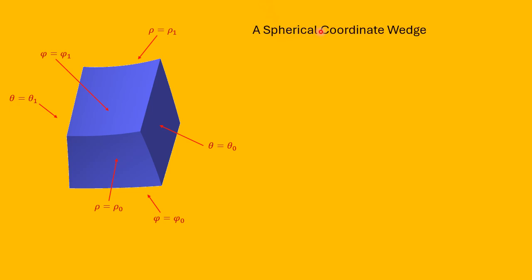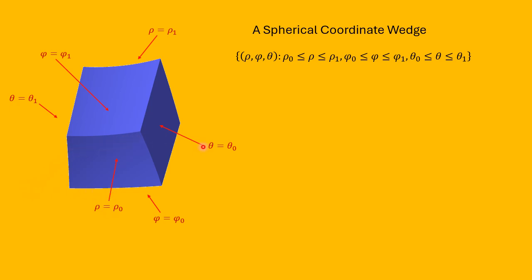Let's talk about a spherical coordinate wedge. This is a diagram of one over here. This is the type of volume subelement that we will use in our Riemann sums when we integrate using spherical coordinates. This wedge, this three-dimensional volume, can be described as the points whose spherical coordinates satisfy rho is between rho naught and rho 1, phi is between phi naught and phi 1, and theta is between theta naught and theta 1.